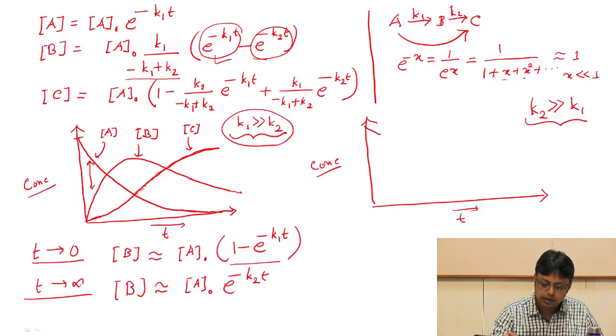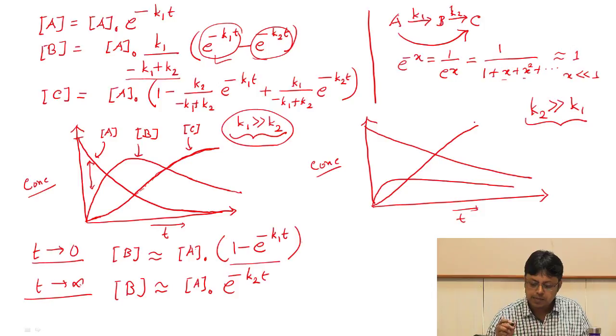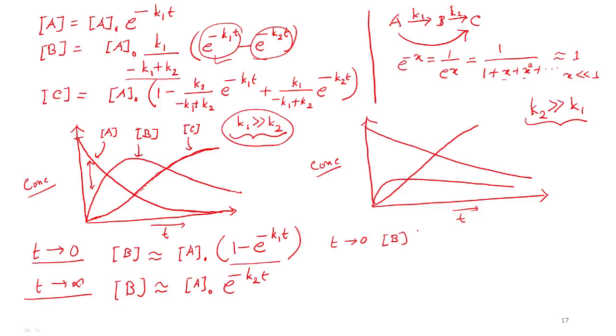In that case, A will decrease very slowly. The concentration of the B will rise and then will become very steady, but rise a little, and then we'll have a C which will first go slowly and then grow. Now what is happening here? Again, we can approximate at t tends to 0. Now remember that K2 is much greater than K1. So I'll always look at the B equation.